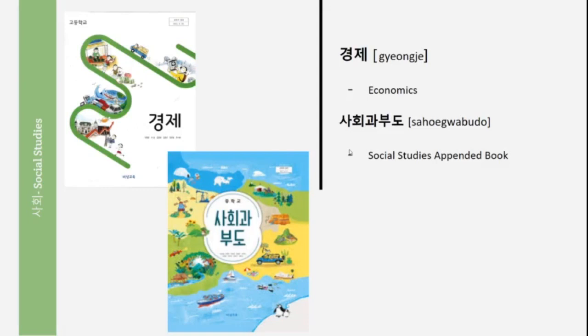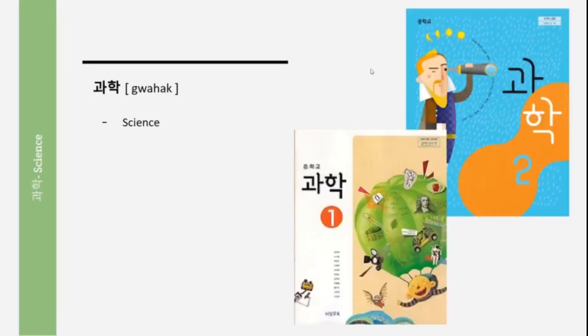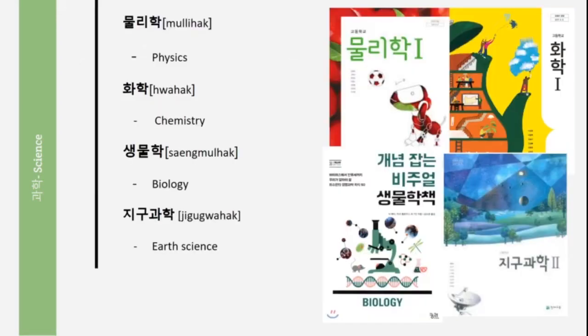Next, 과학. 과학 is just science. There are 물리학, physics, 화학, chemistry, 생물학, biology, 지구과학, earth science. There are these kinds of books in 과학.